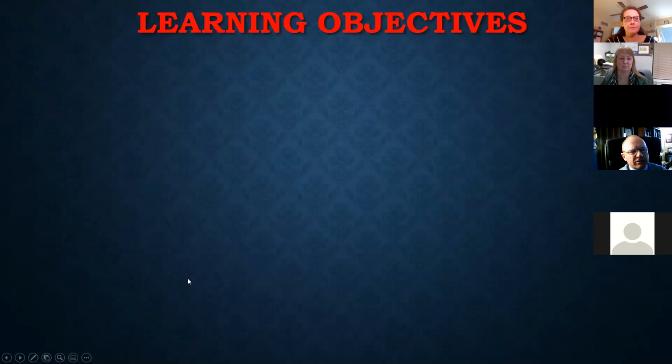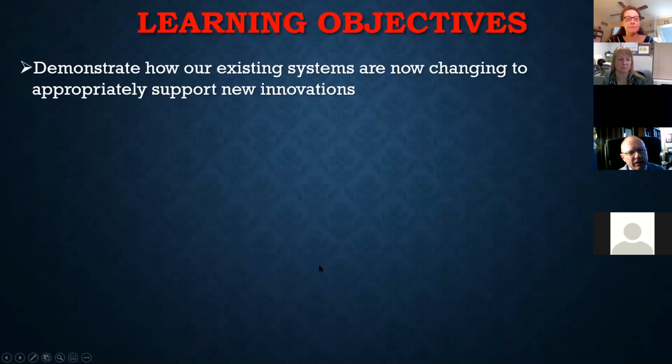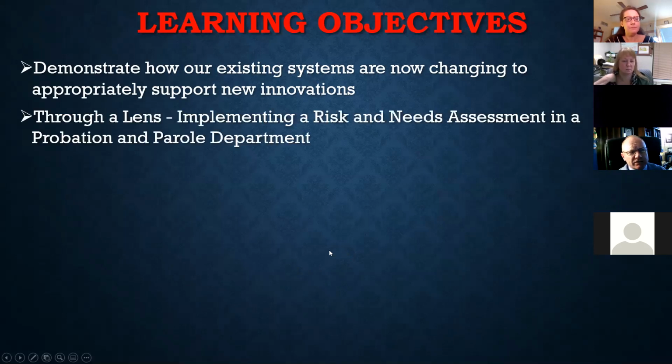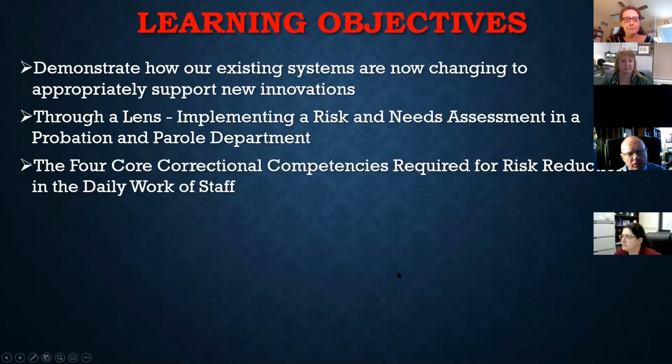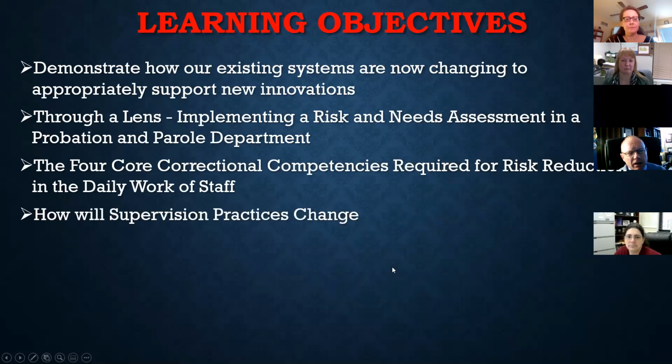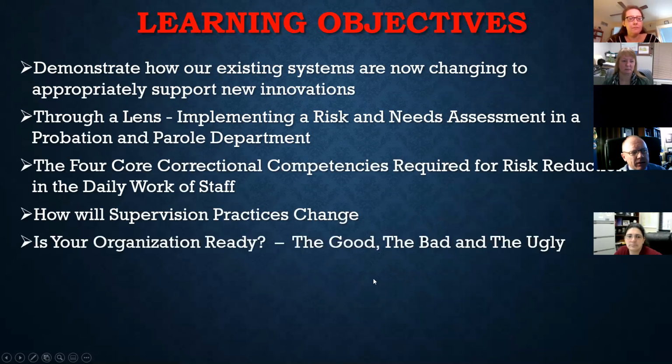So our learning objectives today are to demonstrate how existing systems are now changing to appropriately support new innovations through a lens, implementing a risk needs assessment in a probation and parole department, the 4 core correctional competencies required for risk reduction in the daily work of staff, how will supervision practices change? I think you'll find this interesting. Is your organization ready? The good, the bad, and the ugly.